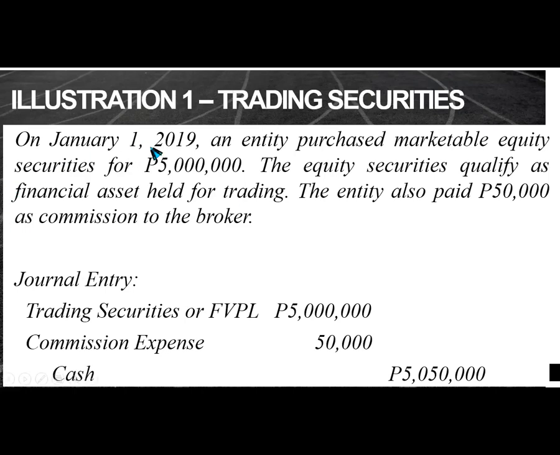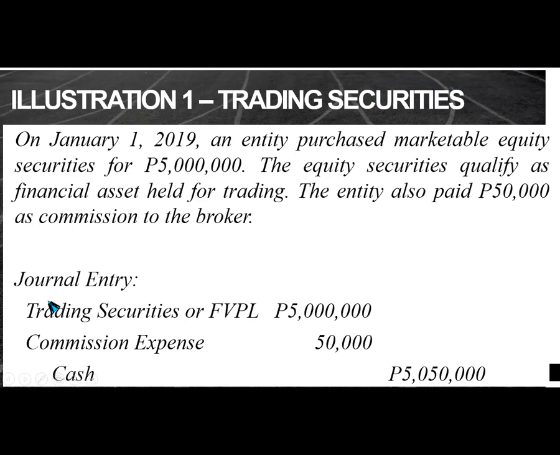So on January 1, 2019, an entity purchased marketable equity securities for 5 billion. The equity securities qualify as financial asset held for trading. So take note, it's held for trading. The entity also paid 50,000 as commission to the broker. So what are we going to do? Of course, you have to record the transaction.